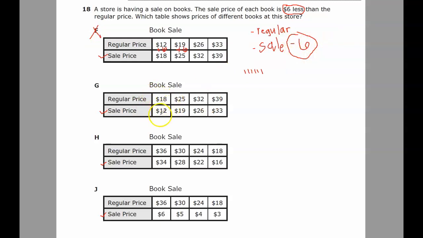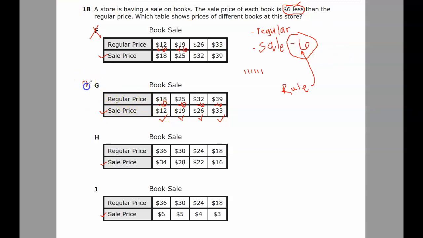Okay, so 18 to 12, so let's try 18 minus 6. So 18, 17, 16, 15, 14, 13, 12. Okay, so that's right. 25 minus 6 is 19. 32 minus 6 is 26, and 39 minus 6 is 33. So all of those are subtracting 6, which is my rule. Remember, we always want to look for the rule when we have a table like this. And our rule is minus 6. And that's what's happening here from the regular price to the sale price.